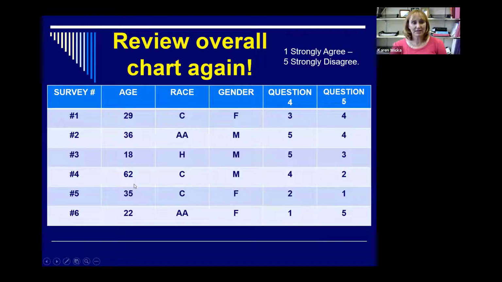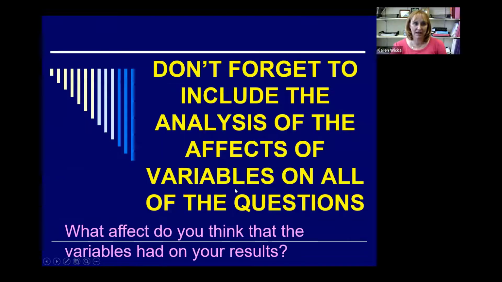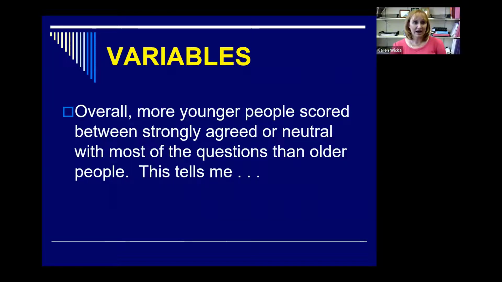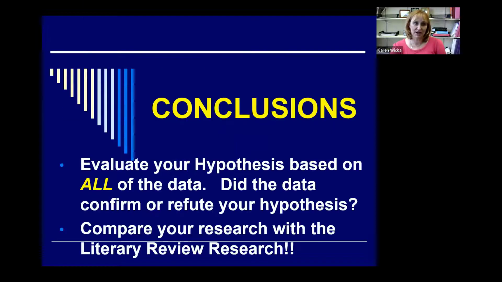So you want to look at this big chart. That's why you're making the big chart, because you're going to look at it and see overall, what is it telling you, okay? Don't forget to include analysis of the effects of the variables. That's one of the things I talked about. Remember, the variables are age, race, gender, things like that. And what do they tell us? So this is just an example. More younger people scored higher or neutral than older. So just assess how you think the variables affected your answer.